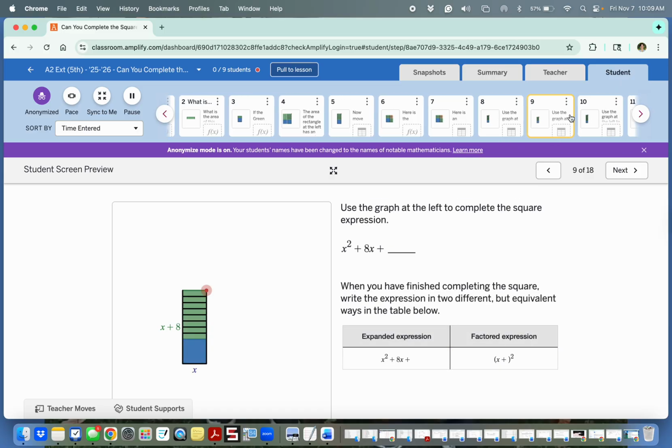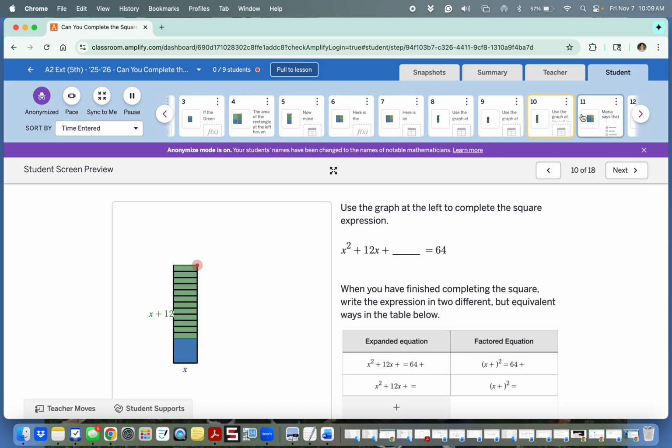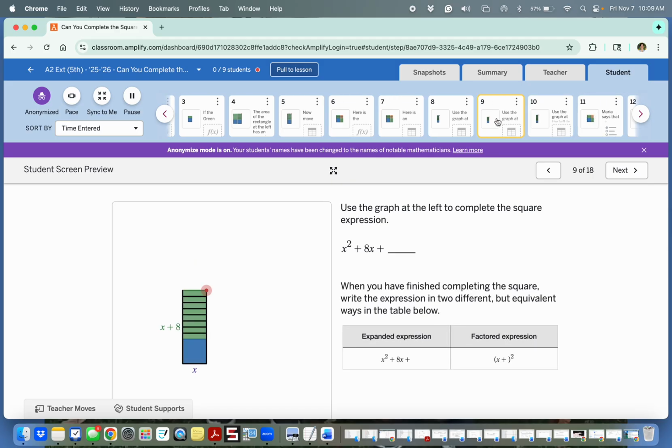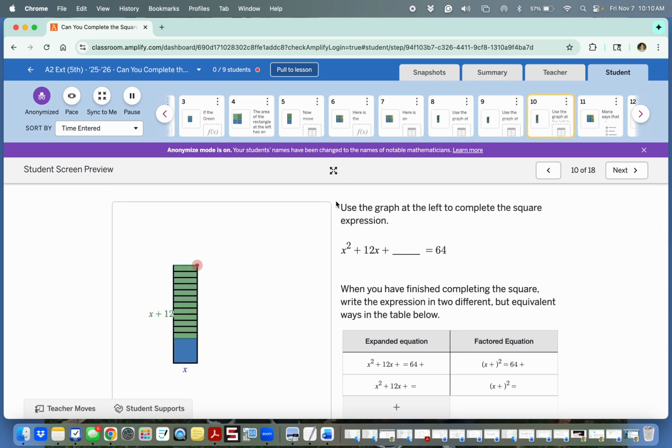Let's look at this next one. So I want you to go through, you're going to pause the video in a second. I want you to go through slide 9 and just try it real quick. Pause it, try slide 9, and then we'll come back. Okay.